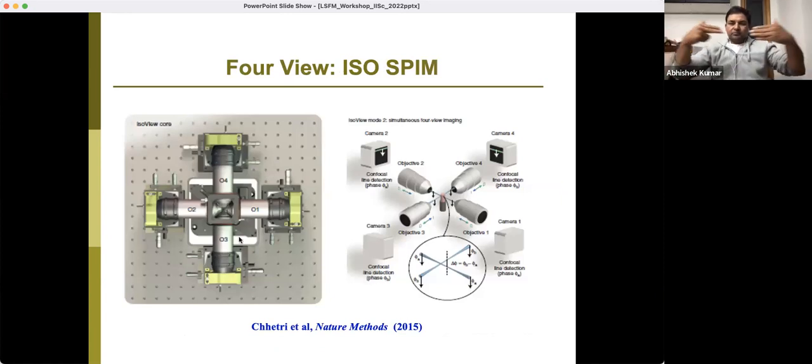Then again, 4 lens systems. Like in Philip Keller's group at Janelia, they illuminate from 4 directions and capture from 4 directions. And also Kate McDowell at MRC in UK has implemented this system. So basically you can illuminate your sample from all directions and collect from all directions simultaneously.